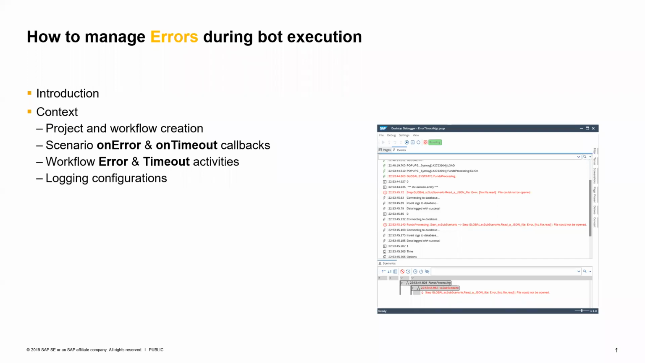Third, I will show you from the workflow perspective how to use the error and timeout activities. These activities allow us to generate the code, so we don't have to write it from scratch or to customize it in the workflow. And last, I will discuss some configurations about the errors that we can write either in CSV files or in databases or in business activity monitoring, and also how to propagate errors from sub scenarios to up scenarios.